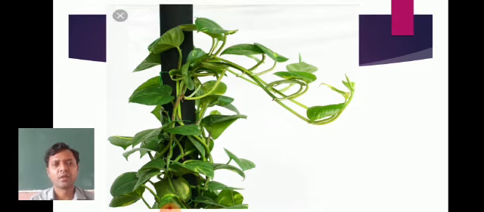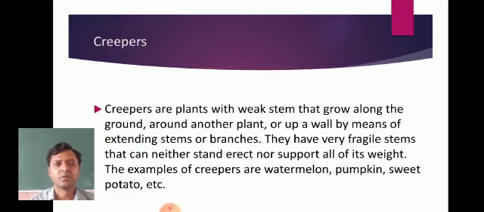Moving on, creepers. The last, fifth type of plant is creepers, and let us see the definition of a creeper. Creepers are plants with a weak stem that grow along the ground. Creepers are the plants which have a weak stem and that grow along the ground.